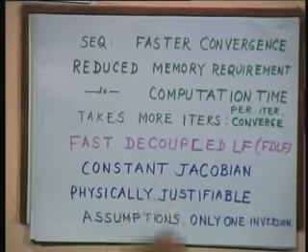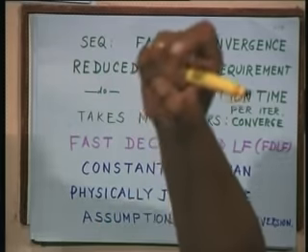It reduces memory requirement. You need to have that space only, and the next problem can also be solved using the same space. So, you have reduced your memory requirement. It takes more iterations as compared to Newton-Raphson, but reduced memory requirement, reduced computation time per iteration as compared to Newton-Raphson. This question is normally asked in the examination.